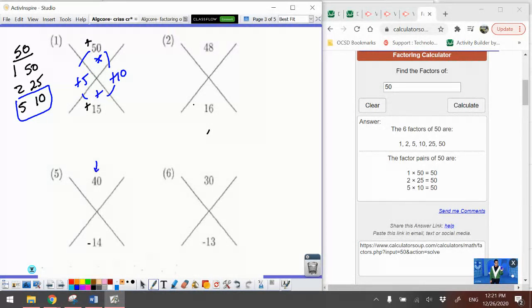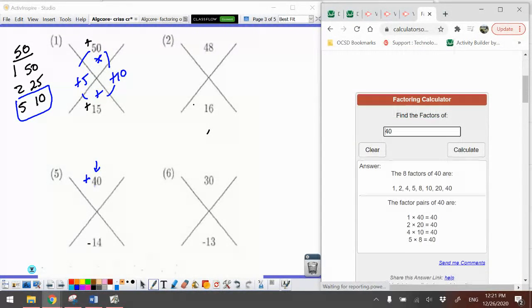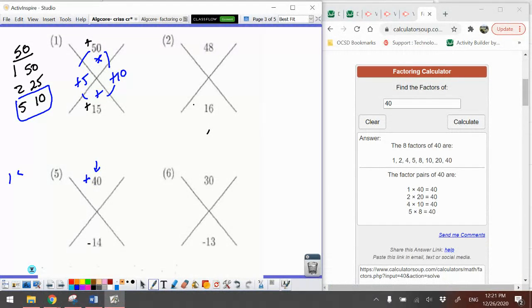Let's try this 40. I need a positive 40 and a negative 14. So I'm going to change this 50 to a 40. And I see I have 1 and 40, 2 and 20, 4 and 10, 5 and 8. Well, I know that I can get 14 with 4 and 10. Can I do something with the signs to be able to make it a negative 14? Yeah. If I make them negative and I'm adding negative 4 plus negative 10, that gives me a negative 14.